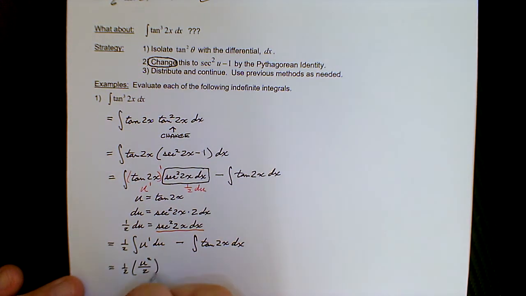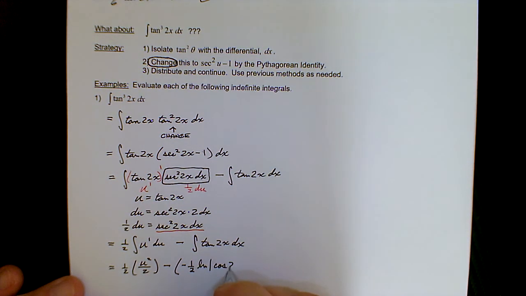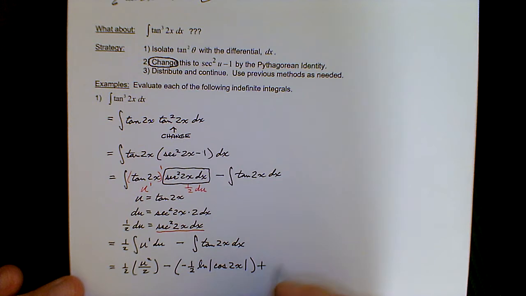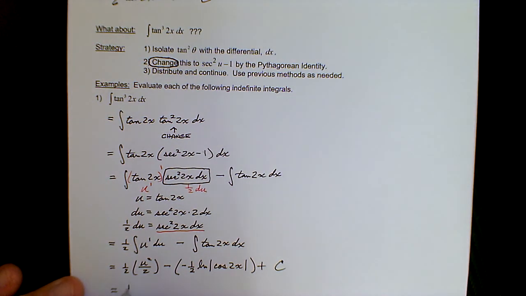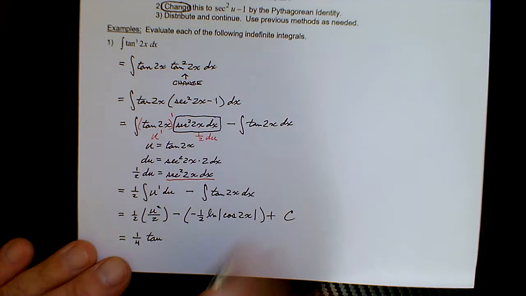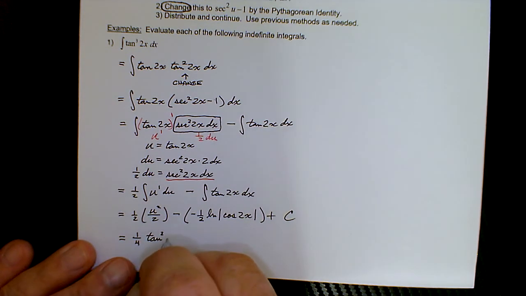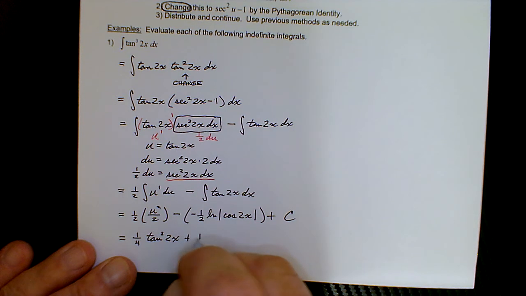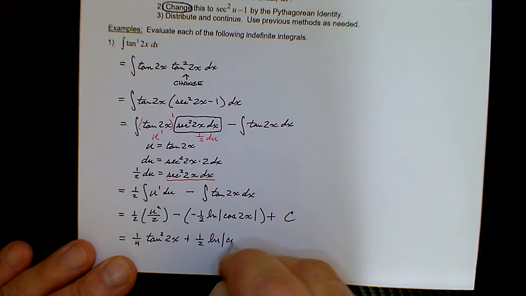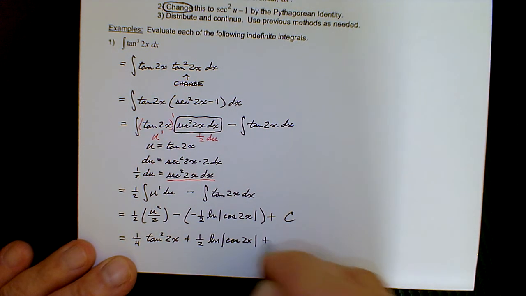So 1/2 tags along, u to the first integrates to be u squared over 2, minus, okay, now integrating tangent of 2x, linear argument rule, and our special formula, minus 1/2 natural log absolute value cosine of 2x, close up the absolute values, add our constant, and since there's only one u here, let's back substitute it: 1/4 tangent squared of 2x, and then plus 1/2 natural log absolute value cosine of 2x, and then plus our constant.